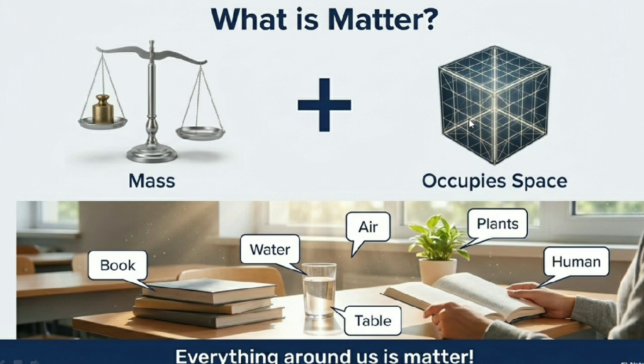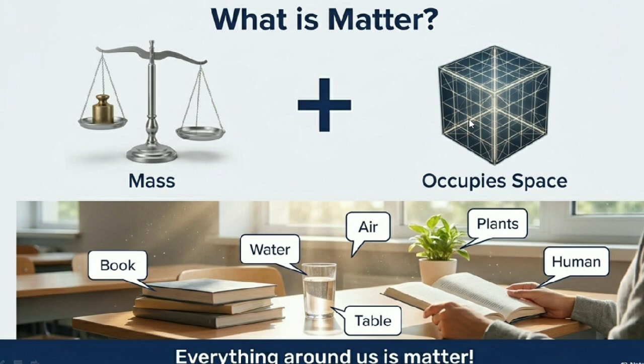For example, a chair occupies space in the classroom. A water bottle occupies space in your bag. Even air occupies space, although we cannot see it. Therefore, all these examples are matter. Everything around us is matter.